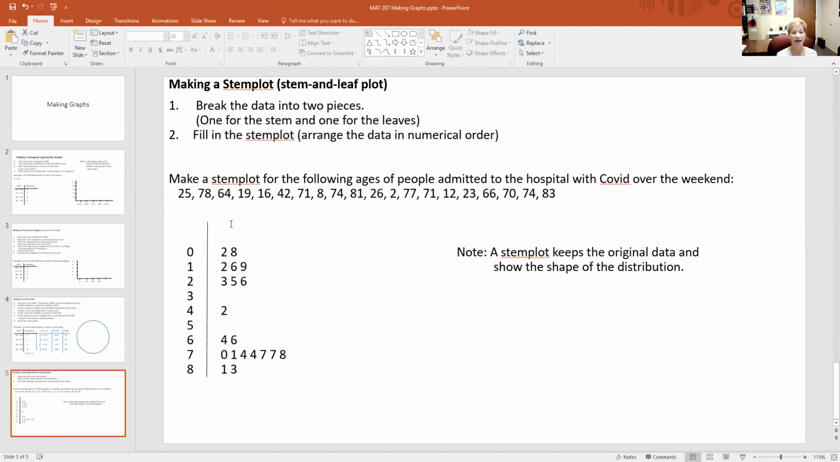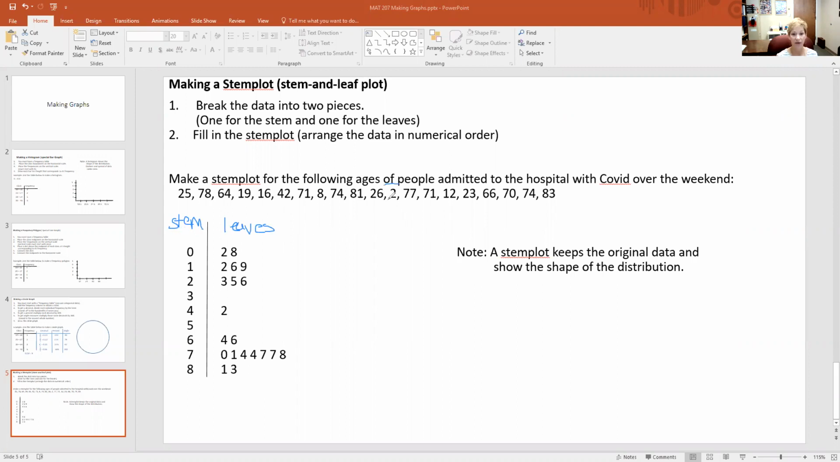But somehow you've got to take your data and divide it into two pieces. Well, now, because this data is mostly 2-digit, I just let the tens number be the stem and the ones number be the leaf. Okay. So this was my stem and this was my leaves. Now, a lot of times there won't even be a heading for anybody to know that.